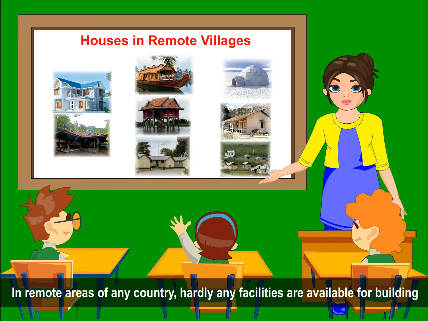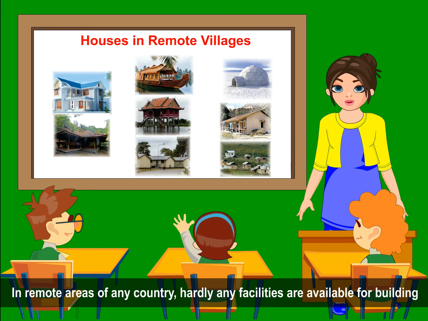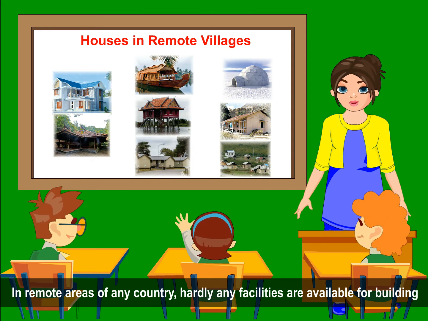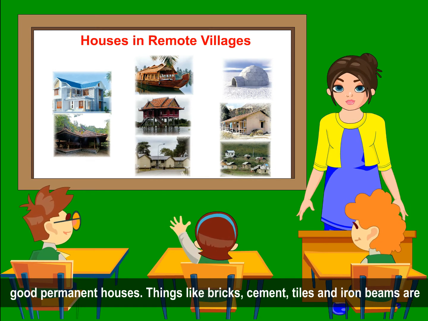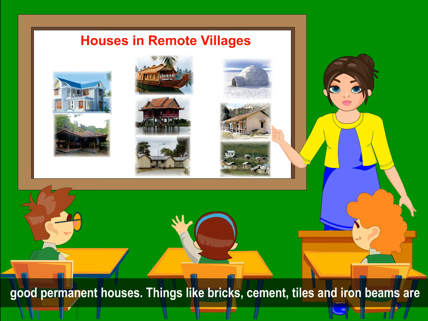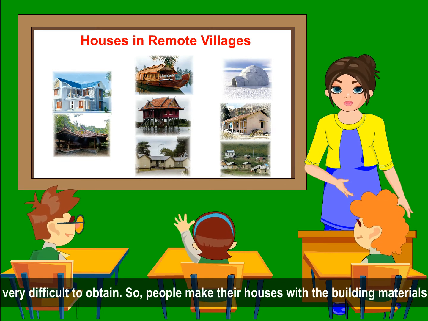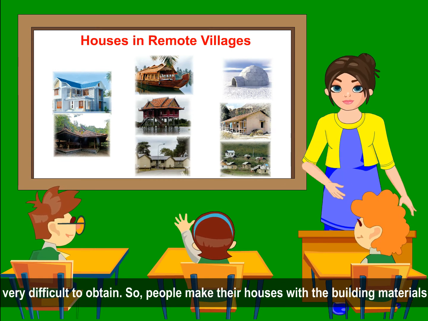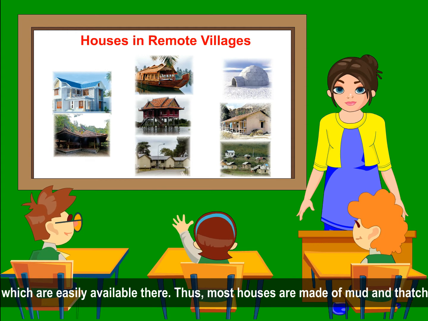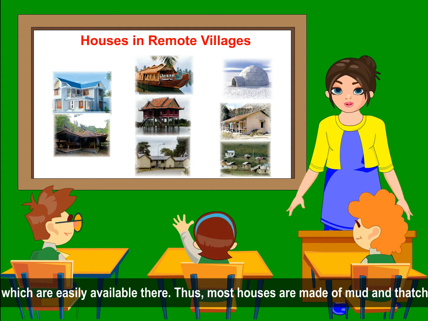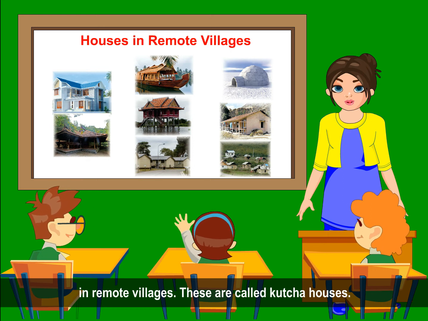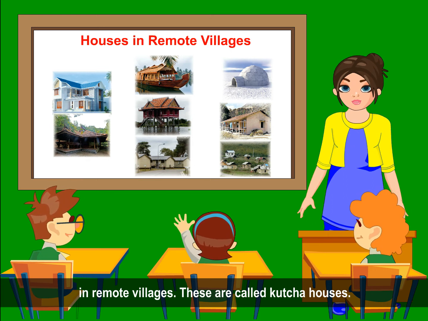Houses in remote villages. In remote areas of any country, hardly any facilities are available for building good permanent houses. Things like bricks, cement, tiles and iron beams are very difficult to obtain. So people make their houses with the building materials which are easily available there. Thus most houses are made of wood and thatch in remote villages. These are called kacha houses.